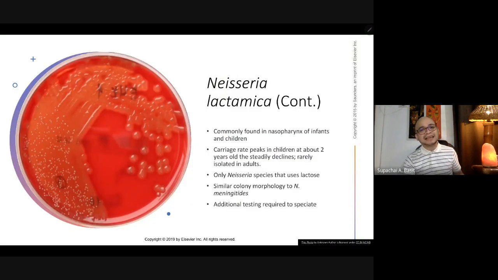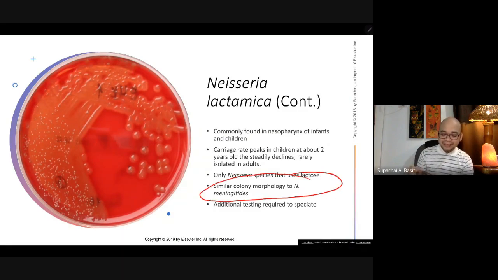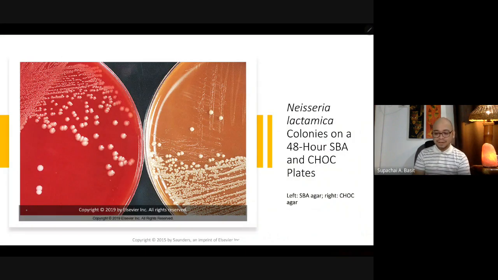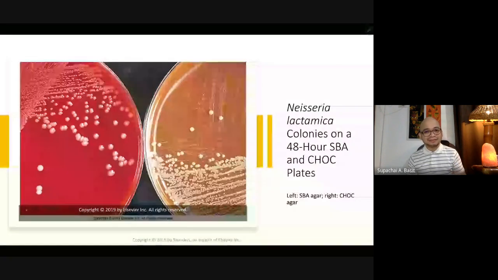Okay, another one is Neisseria lactamica, commonly found in the nasopharynx of infants and children. So carriage rates peak in children at about 2 years old, steadily decline, but it is rarely isolated in adults. It is the only Neisseria species that uses lactose. Okay, so siya lang yung positive sa lactose fermentation. So ang problem is that it has similar colonies with Neisseria meningitidis. So additional testing is required to speciate. So ito nga, this is how Neisseria lactamica appears at 48 hours on sheep's blood agar and chocolate blood agar.